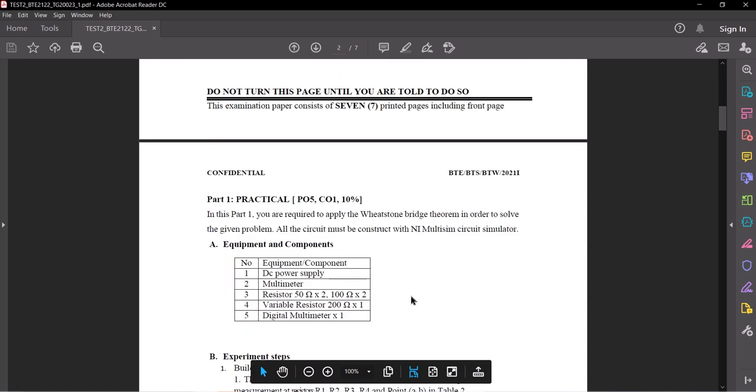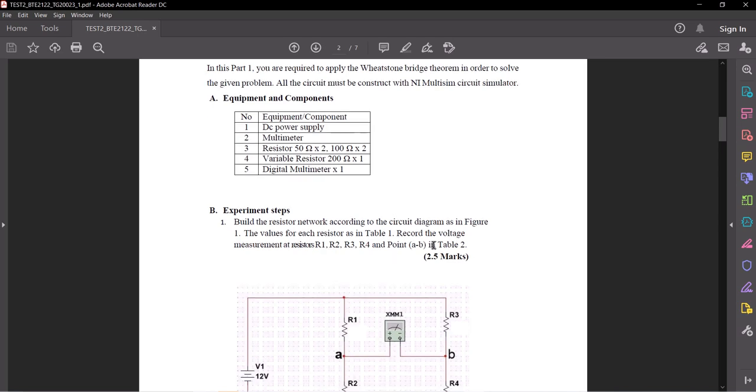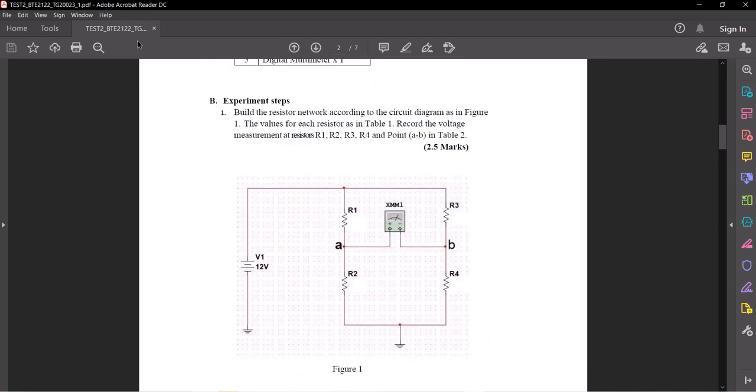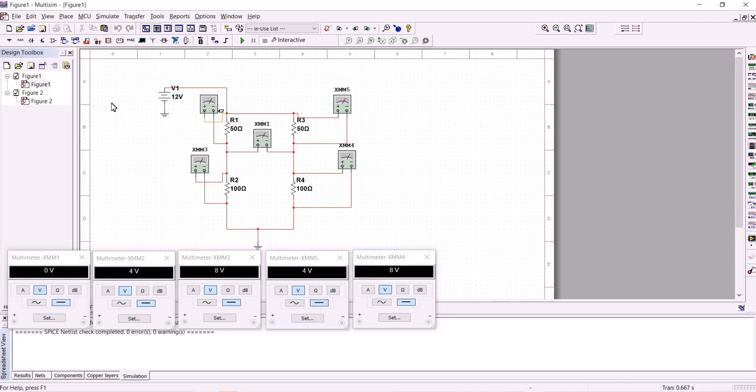So for part 1, experiment steps, first we need to build resistor networks according to the circuit diagram in figure 1 and record the voltage measurements at R1, R2 and R3 and point A, B. So this is the circuit in figure 1. This is the circuit that I built based on the circuit in figure 1, and when I run this, the voltage across point A and B is 0.